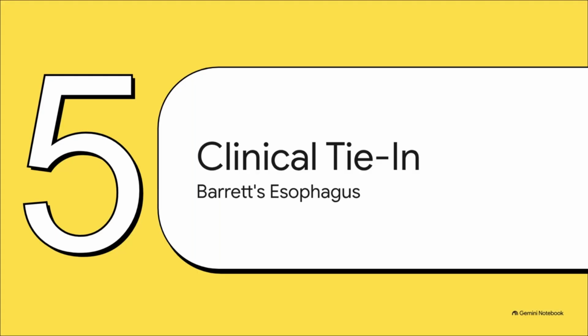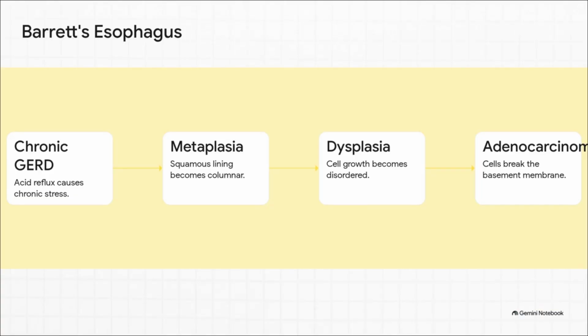Finally, Section 5, clinical tie-in, Barrett's esophagus. Let's prove your mastery by applying everything we've just learned to a highly testable clinical scenario. Imagine a patient comes in with long-standing, untreated GERD, chronic acid reflux. That acid is a massive stressor. Step 1, the acid constantly burns the lower esophagus. Step 2, just to survive, the normal squamous lining adapts. It replaces itself with tougher columnar cells. That right there is metaplasia, specifically what we call Barrett's esophagus.